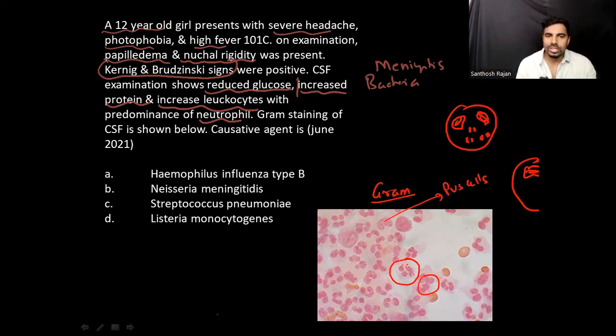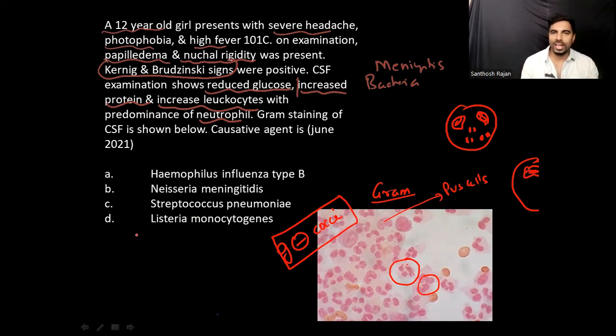So that means it is gram negative. The idea is that I'm seeing gram negative cocci. This is how you're going to rule out. Since it's gram negative, I'm going to rule out the gram positive ones. What is in gram positive? Listeria. So Listeria is not possible. And Streptococcus pneumoniae is not possible. S is for Streptococcus and Staphylococcus, so they are ruled out. So the only possibilities are H. influenzae and Neisseria meningitidis.